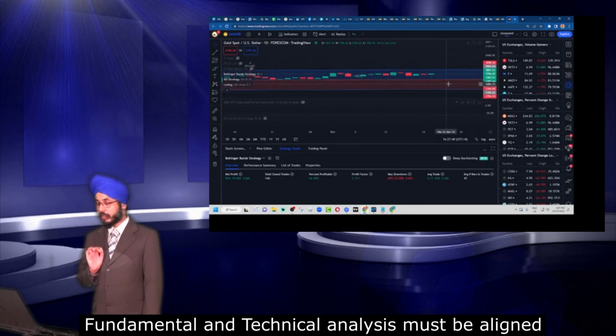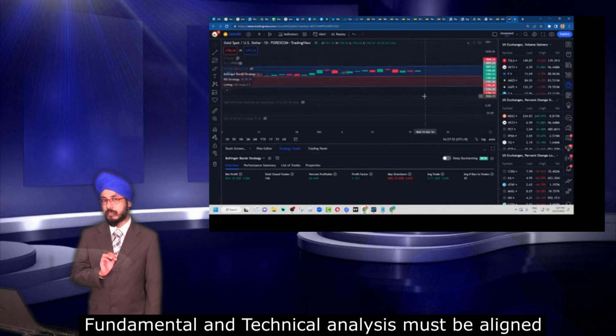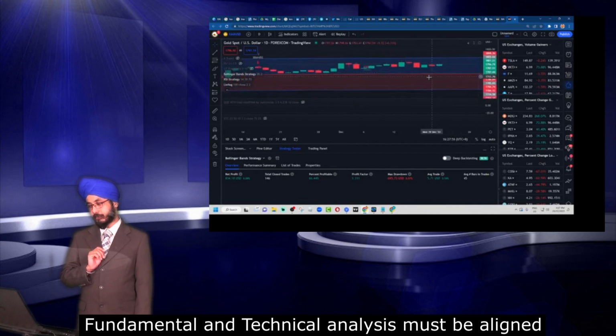It is important to ensure that the fundamental and also the technical analysis are aligned.